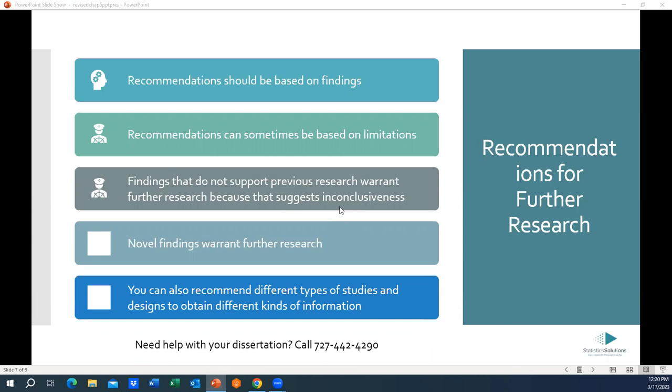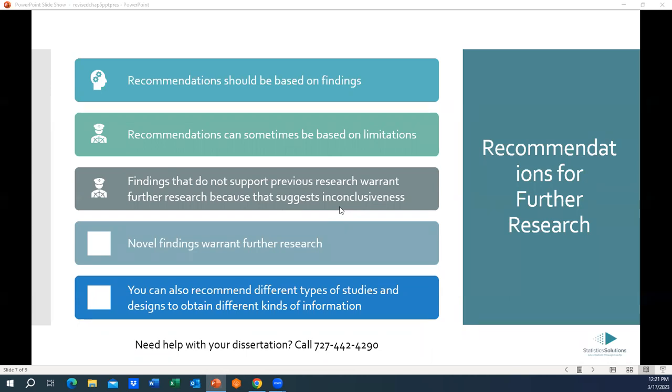You can also recommend different kinds of studies, to obtain different kinds of information. So if you did a quant study and, based on what you found, it gives us some solid information, but it would be really good if we dug deeper from a different angle, like if we got more people's in-depth perceptions, how they experience this phenomenon, whatever it is, you could recommend qualitative studies.